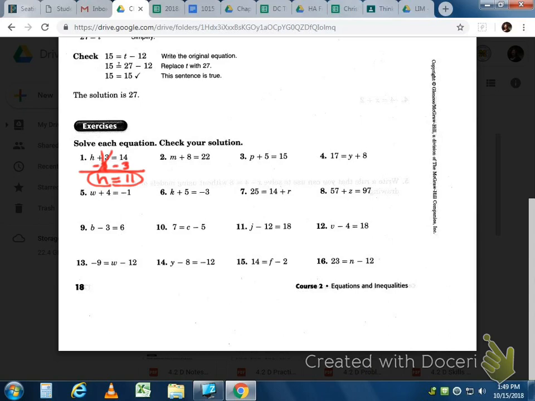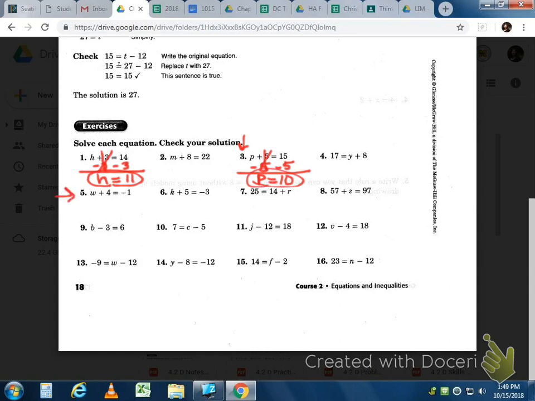Okay, number 3, P plus 5 equals 15. Who wants to try this one? Xander, what would I do to get P alone? So, yeah, minus 5 here, and minus 5 under each, and draw your line. The 5 minus 5 cancels out, and P equals what? P equals 10.